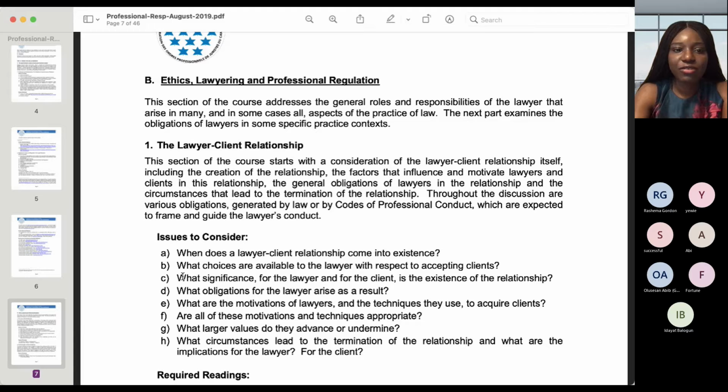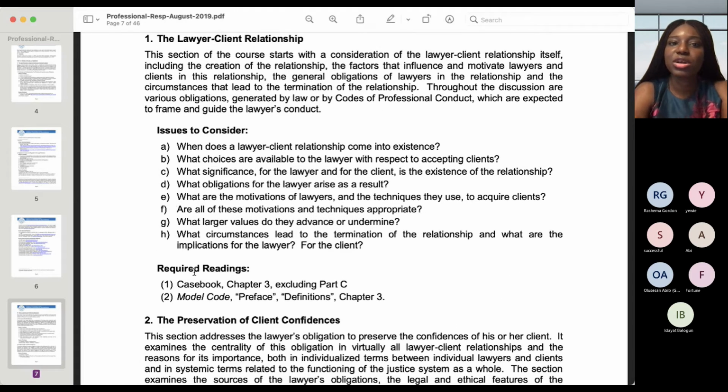So that first question with issues to consider says, when does the lawyer-client relationship come into existence? We've discussed that. What choices are available to the lawyer with respect to accepting clients? That's going to be in the notes, and that deals with do you want to accept somebody whose beliefs clash with yours? How neutral are lawyers supposed to or expected to be? Can you turn somebody down because you believe that maybe your religious beliefs don't align? Things like that. Okay.